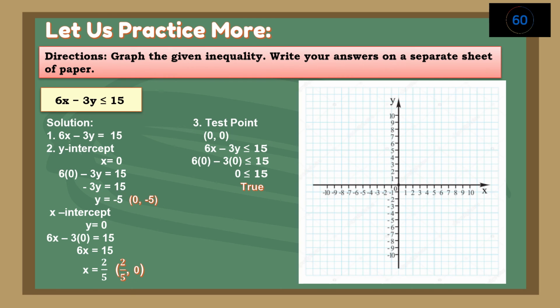0 is less than or equal to 15 and the answer is true. So therefore, when we graph that, we have (0, -5), then (5/2, 0). Connect. Then, shade the portion wherein (0, 0) is included.